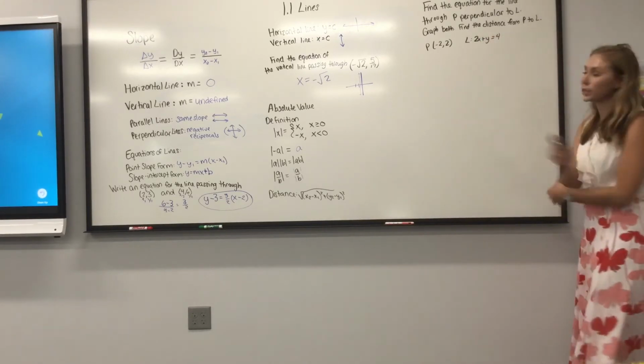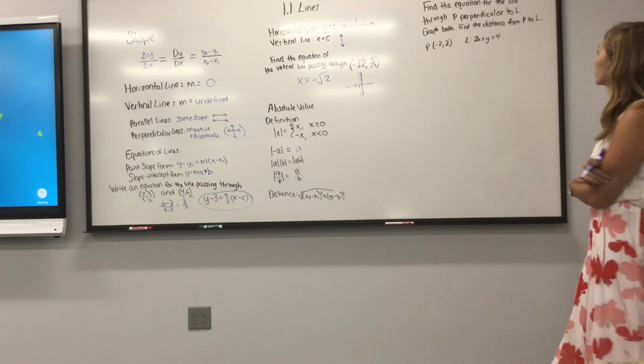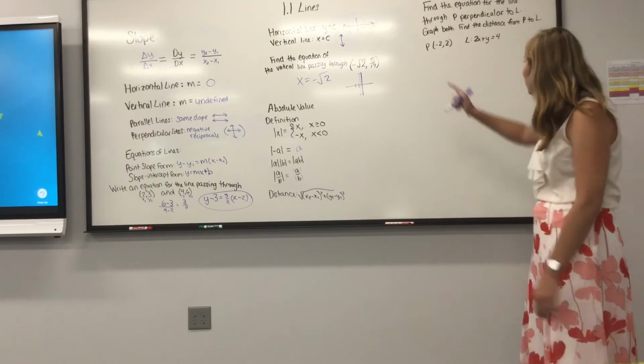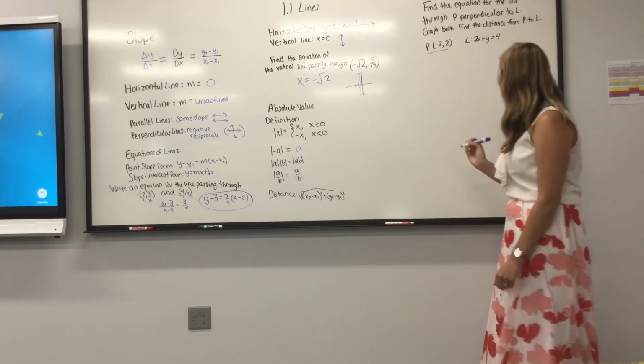So now we get to this question, which is going to break it down into a few different parts for us. It says find the equation for the line through the point P, which we're given here, and perpendicular.